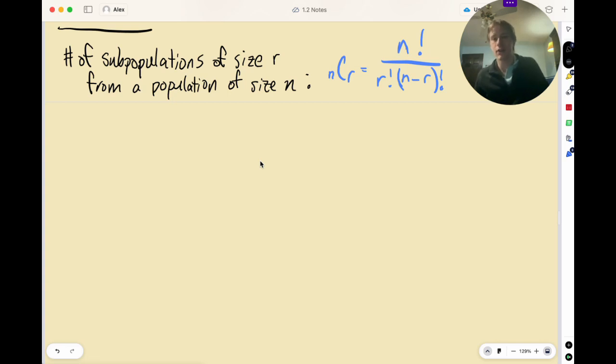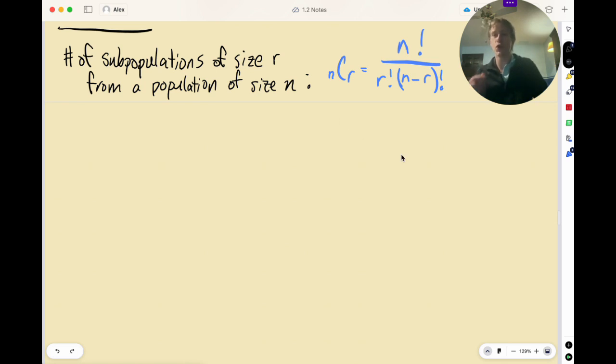Hey math fans, so last time we discussed this quantity called a combination, which is the number of subpopulations of size R that you can draw from a population of size N. And we worked an example where we used this. This is one of the possible notations for it, and you might sometimes see N choose R. So from N total, we're choosing R.